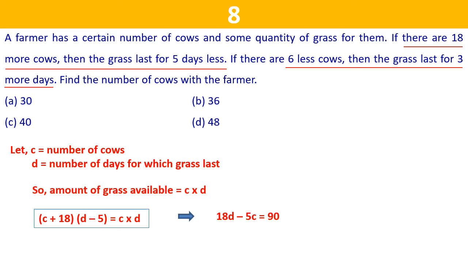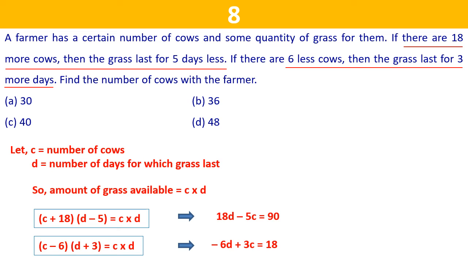If you read the second statement, which I have underlined, where it is said that if there are 6 less cows, that is, we make C minus 6, then the grass lasts for 3 more days, that is, D plus 3 it will be. So how will the second equation be? (C minus 6) into (D plus 3) is equal to again C into D. If you take the product, C into D will get cancelled on both sides, and the equation will be something like this: minus 6D plus 3C is equal to 18.